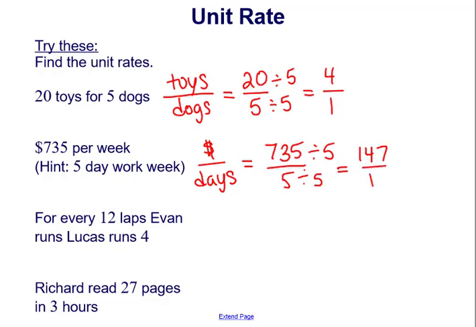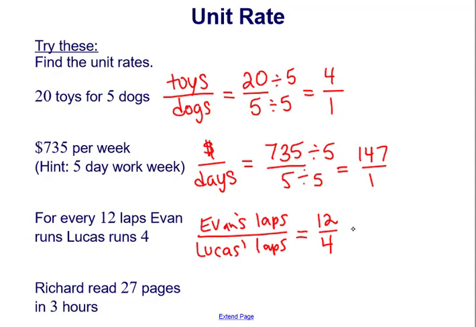that would give us 147 over 1. For every 12 laps Evan runs, Lucas runs 4. So in this rate, we're given the amount of laps that Evan runs, Evan's laps, over Lucas's laps. So that number is 12 over 4, that rate, which if we want to find the unit rate, we now divide by the denominator of 4. So that will give us 3 over 1.